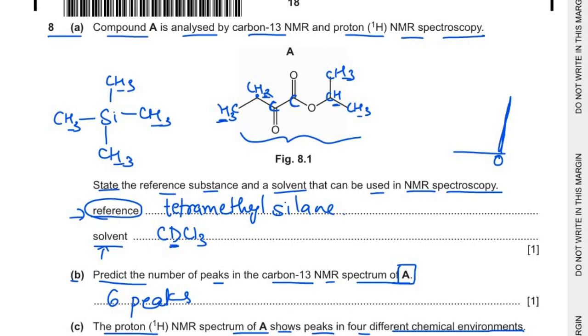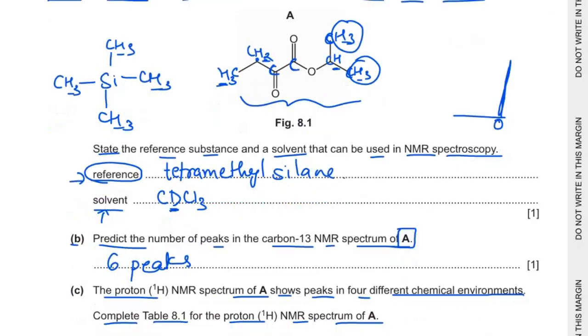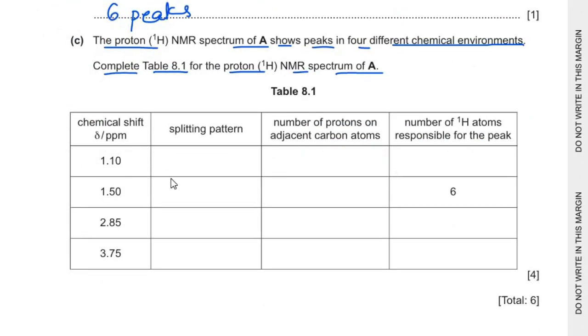Now we have already mentioned these two carbons are in the same environment. Similarly, these 3 plus 3, 6 protons are also in the same environment and are going to produce the same peak. Now let's see here, the chemical shifts of different protons are given here in ppm. Yes, here, right? Now this is 1.10 and this is 1.50.